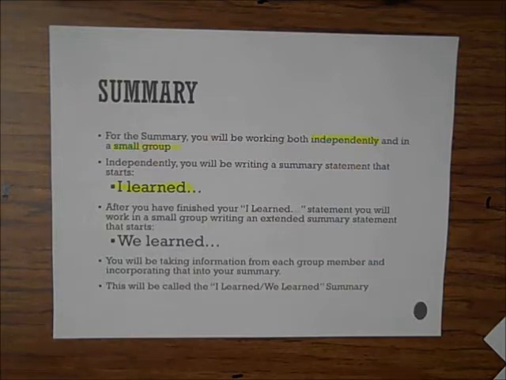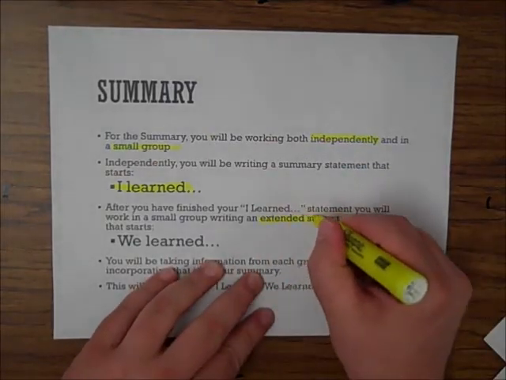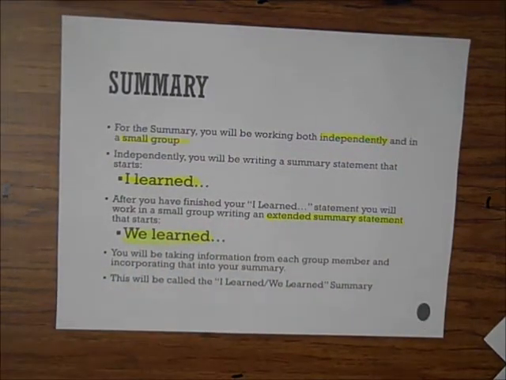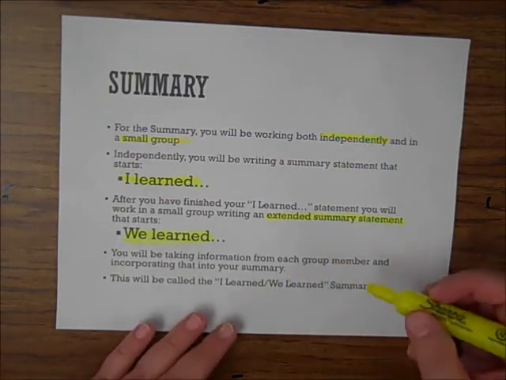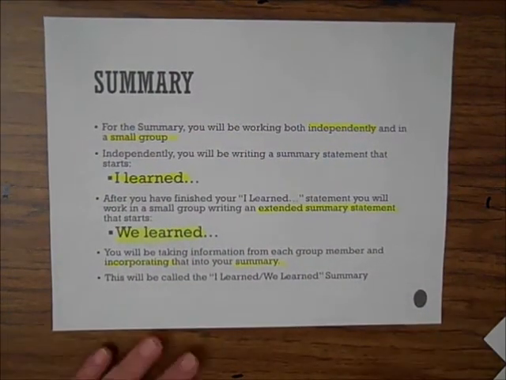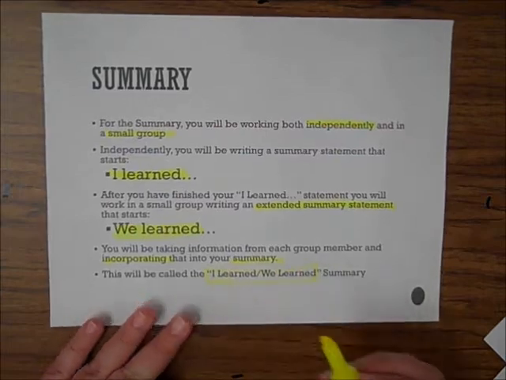After you have finished your "I learned" statement, you will work in a small group writing an extended summary statement that starts, "we learned..." Now this is where you go around your small group, whether it's 2 people or 3 people or 6 people, and you talk about something important that you learned from your detailed notes and key points. This is what you compile together as your "we learned" statement. You'll be taking information from each group member and incorporating that into your summary. This will be called the "I learned, we learned" summary.